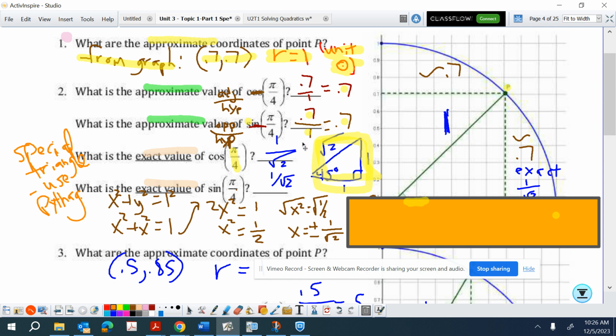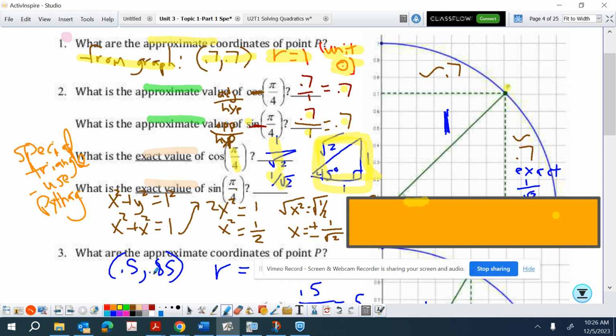And for now, we're not really going to ask you to rationalize that, meaning move the square root of 2 to the numerator. The same exact value is going to be for sine of pi over 4 because this triangle has both 45-degree angles. So whether I'm doing adjacent over hypotenuse or opposite over hypotenuse, it's still going to be 1 over square root of 2.